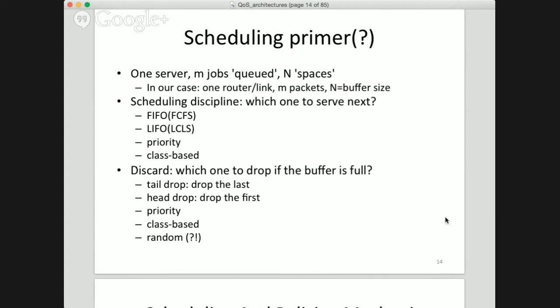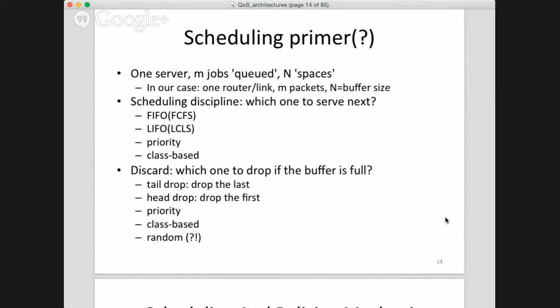This is not the whole picture, because another important thing is to understand what to do when the buffer is full. Which packet should I drop? So I have a buffer which is full, there is no space, I cannot put another packet in the buffer, and I have one packet arriving. What do I do? Now, of course, the most obvious thing would be to do tail drop. So I basically drop the last packet that arrives. The buffer is full, one packet arrives, and I drop that packet that just arrived, right?